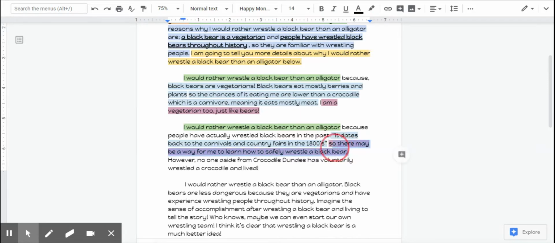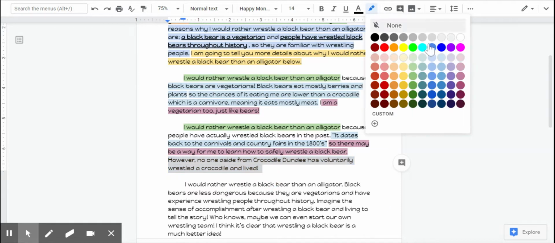So this is my own thought following a fact. Always remember facts, opinion, facts, opinion. Or sorry, facts, elaboration, facts, elaboration. Okay. And then right here, however, no one aside from Crocodile Dundee has voluntarily wrestled a crocodile and lived.